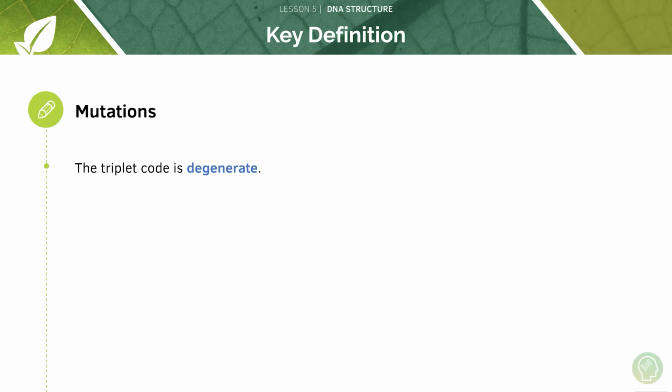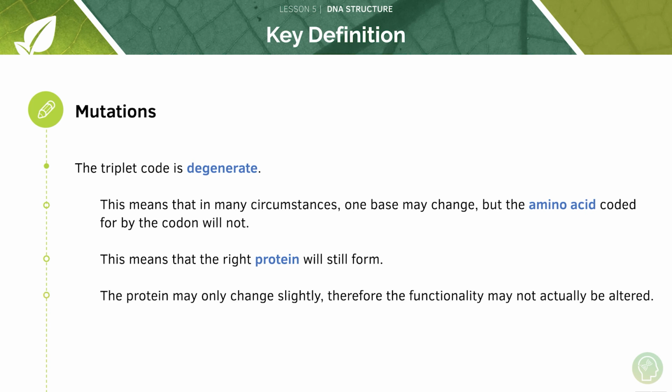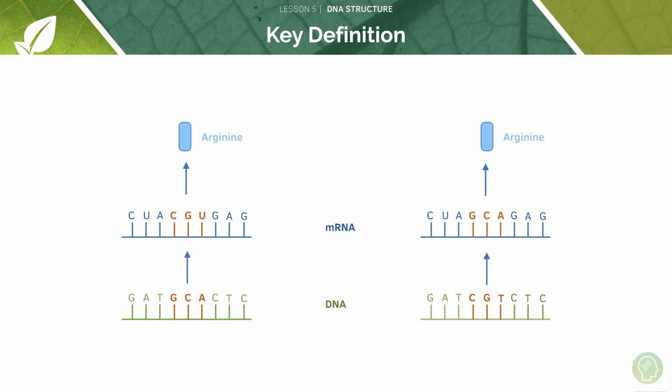So this is for many reasons. So first of all, we saw that the triplet code is degenerate, which means that in many circumstances, one base may change, but that triplet will still code for the same amino acid. So this means that the right protein will still form. So this is an advantage of the triplet code being degenerate because the codon may actually end up coding for the same amino acid, because many amino acids are coded for by more than one codon or by more than one triplet code. So therefore the functionality of the protein may not be affected.